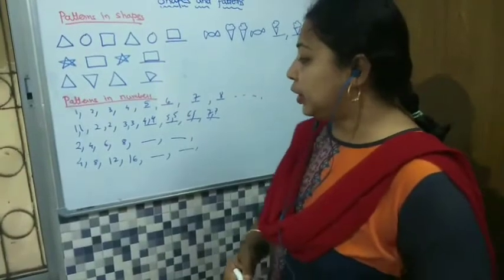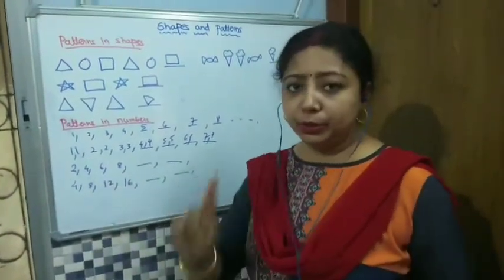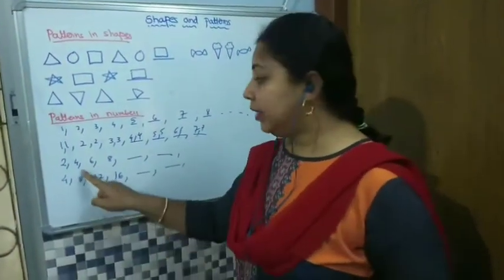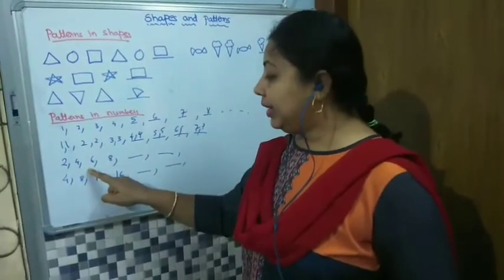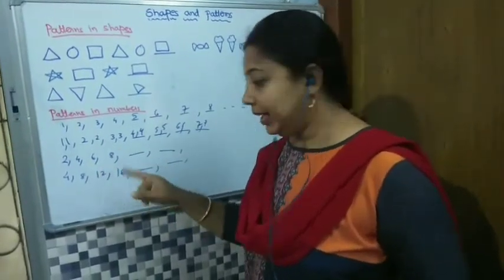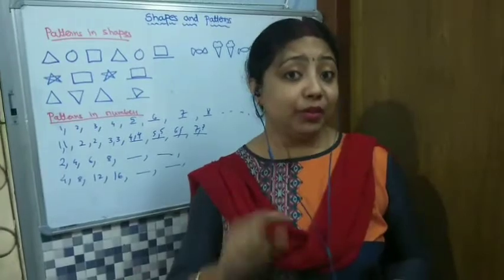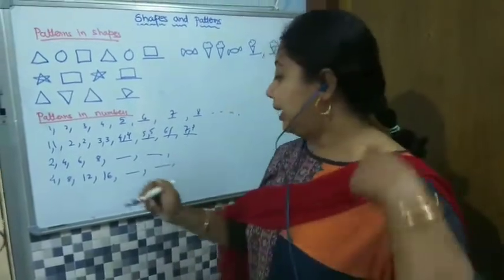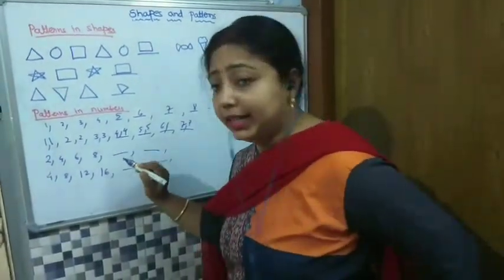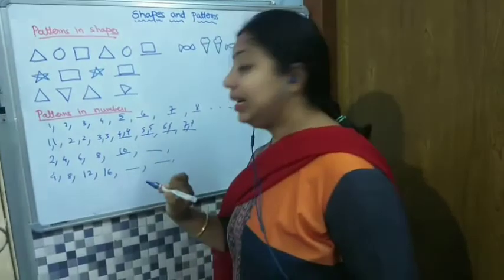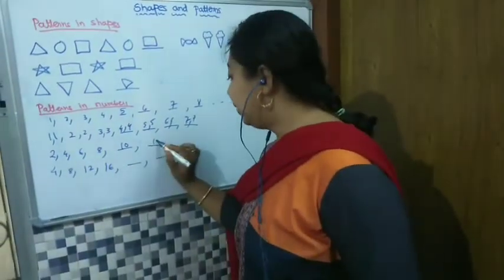Now, suppose 2, 4, 6, 8. That means 2 we are writing, 3 we are leaving. Again 4 we are writing. Again 5 we are leaving, 6 we are writing. 7 we are leaving, 8 we are writing. That means this is the table of 2. So, after 8 what can we write? Again we will leave 9, then we will write 10, then we will leave 11, then we will write 12.